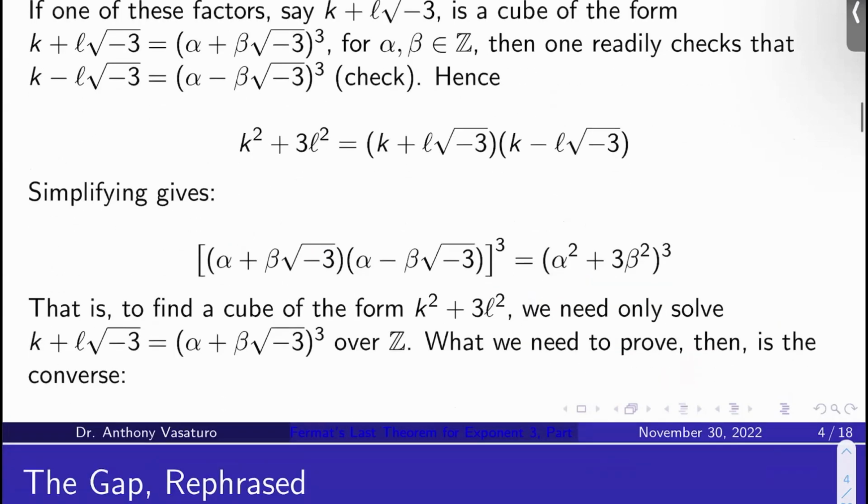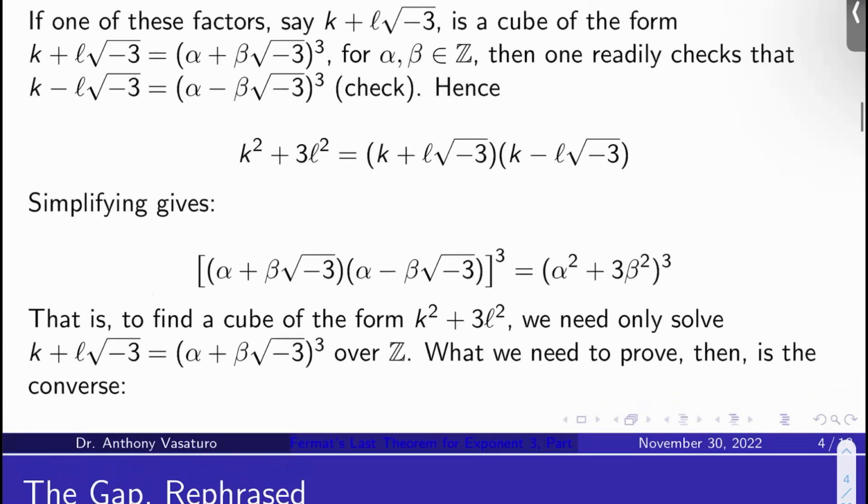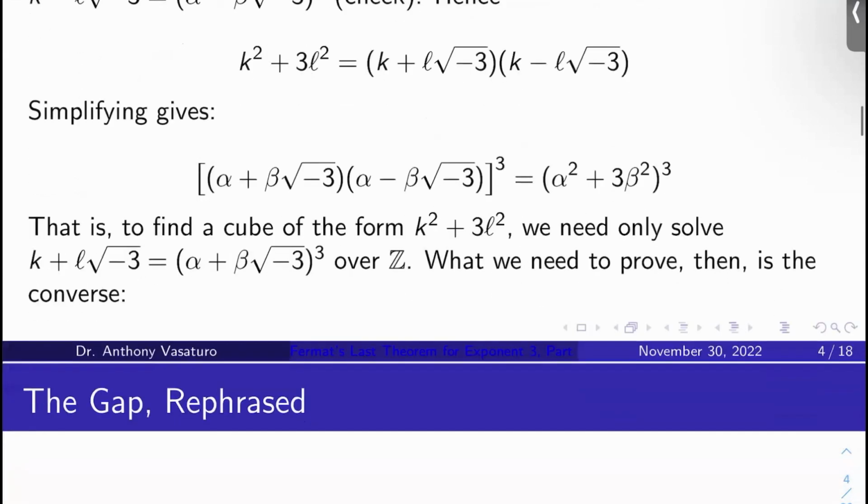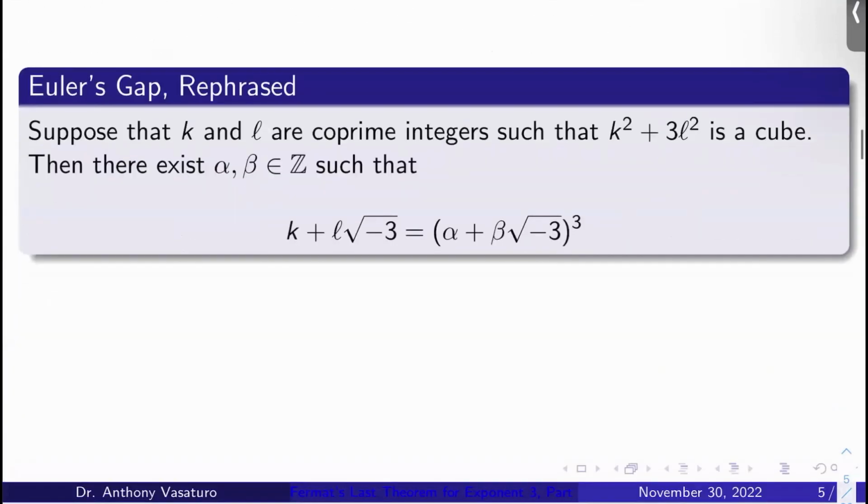Okay, so now this is the wrong direction, right? What we need to prove is the converse. What we need to prove is the following. So, Euler's Gap rephrased. Suppose k and l are coprime integers such that k squared plus 3l squared is a cube. So now I'm not trying to find a cube as per the previous discussion. Now I start with a cube of this form. Then there exist alpha, beta, and z such that k plus l root negative 3 is alpha plus beta times root negative 3 all cubed. So this is the converse of the above discussion.